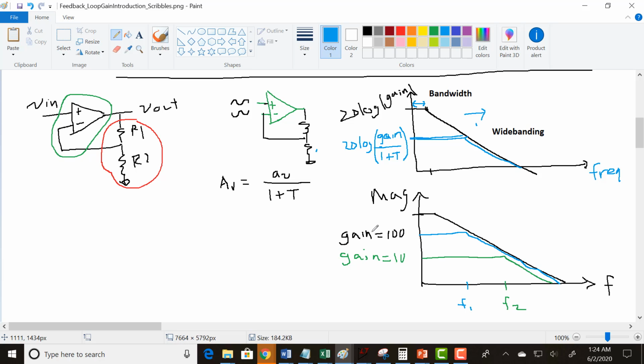If you take 20 log of gain equals 100, and this 100 is with the 1 plus T, so it's this gain over 1 plus the loop gain gives you 100. So if you take 20 log of 100, that's 10 squared, so you get 40 dB. So this is 40 dB. Okay. Now, here, again, this is your gain of 10. So log of 10 is just 1. So this is 20 dB.